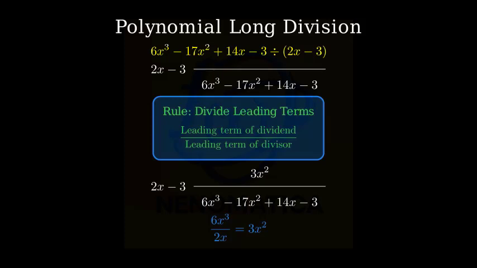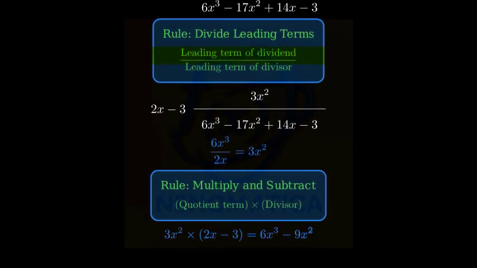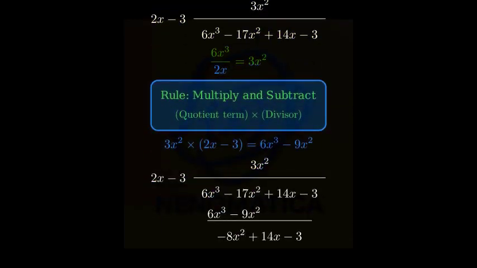Step 2. Now we multiply the divisor by the quotient term we just found. So 3x squared times 2x minus 3 gives us 6x cubed minus 9x squared. Step 3. Now we subtract this result from our original polynomial.